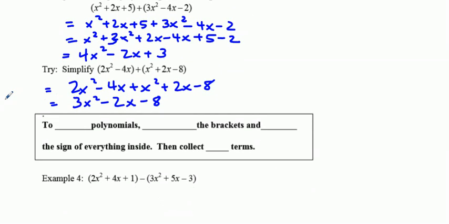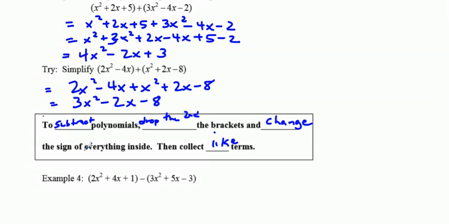All right, so now we're going to get a little more complicated. And so to subtract two polynomial expressions, you want to drop the second brackets. In other words, drop the ones that are beside the minus and change the sign of everything inside the brackets. Then collect like terms.